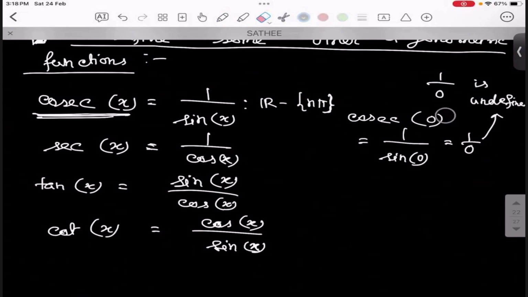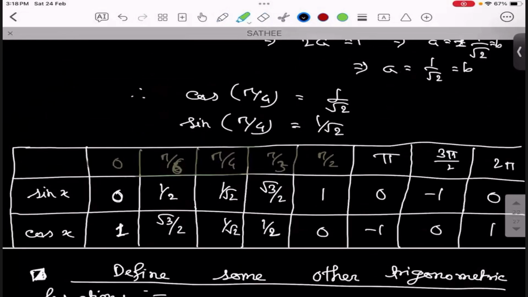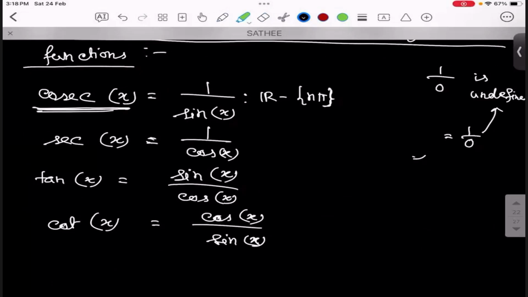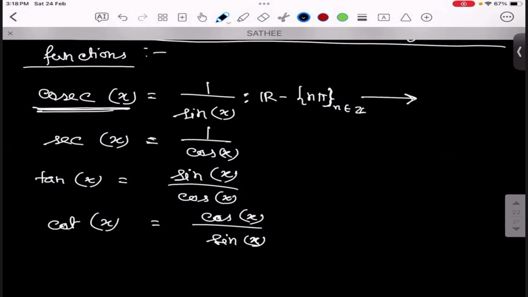Okay, I couldn't erase this part. Maybe okay, it's erased. So the domain should be real numbers minus n pi, where n is any integer. It can be any integer. And what should be the range?